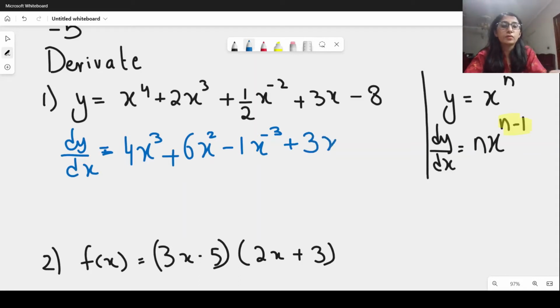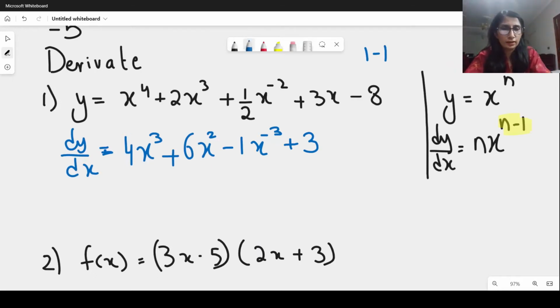And the power of x gets reduced by 1, so the original power is 1, it gets reduced by 1, it becomes a 0. Now anything power 0 is just 1, so no need to write x power 0, so the derivative of 3x is just 3, and then we derivate minus 8.